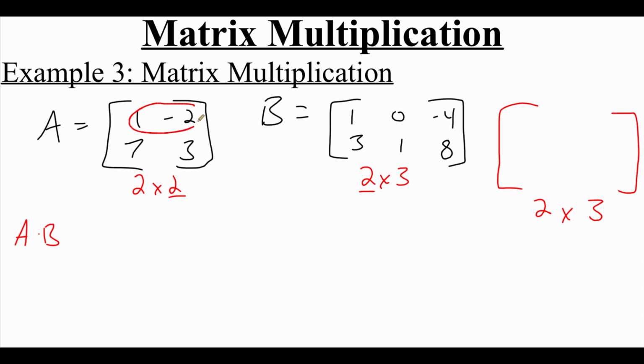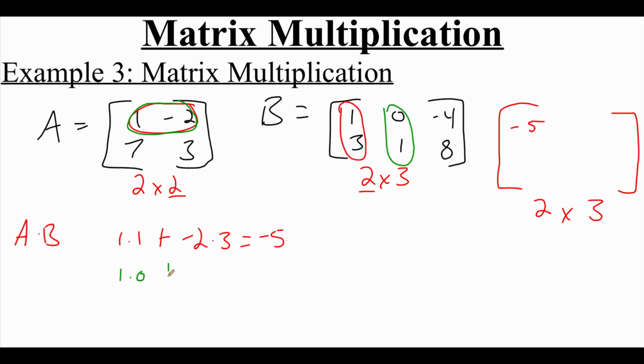Now we're going to do our row by column multiplication. I'm going to take the first row from matrix A times the first column from matrix B. So we take 1 times 1, plus negative 2 times 3. When we add those together, we should get negative 5. Now that was the first row times the first column, so that answer goes in the first row, first column. Then I take the first row and multiply by the second column from matrix B. So I take 1 times 0, plus negative 2 times 1, and I should get negative 2 as that answer. That was the first row times the second column, so this answer goes in the first row, second column.